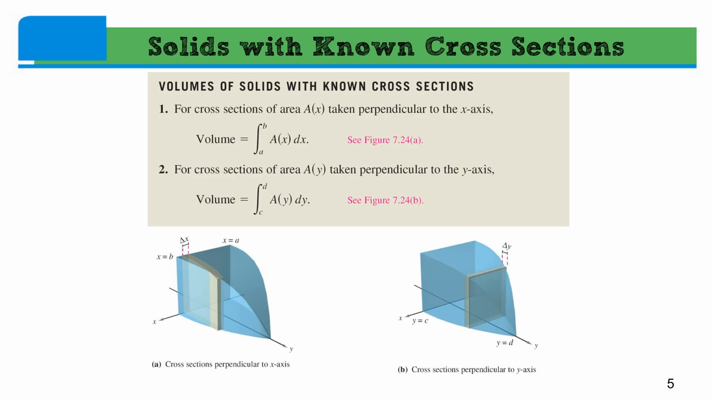So this is just a graphic. The same ideas that we talked about before are going to be true. You're going to have a representative rectangle. And in fact, we're not going to use a representative rectangle. We're going to use a representative cross section. And I'll show you what that looks like. The nice thing is, all you need to do is find the area of a cross section. And then you just integrate.